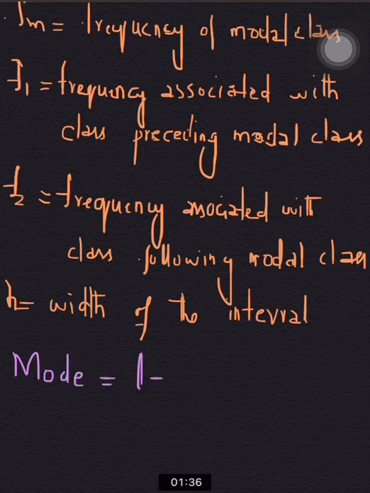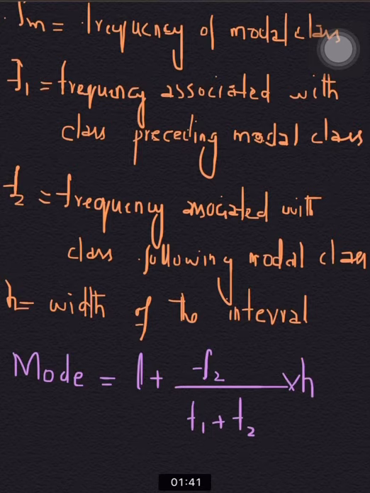Now H represents the width of the interval here, and the other formula for the mode for grouped data is L plus F2 over (F1 plus F2) multiplied by H. So these two formulas here are basically the mode for the grouped data.